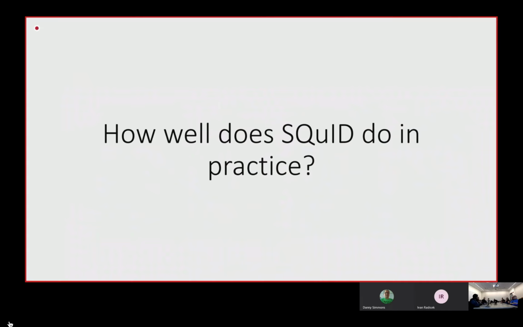So I'm done talking about how SQuID infers the query, and now we have to see how SQuID does in practice. I will show some evaluation results.